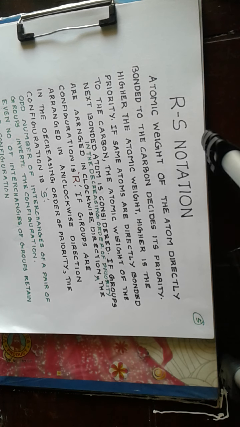So in a molecule, when the various groups around a carbon atom are arranged in the clockwise direction in the decreasing order of priority, then the configuration is called R configuration.